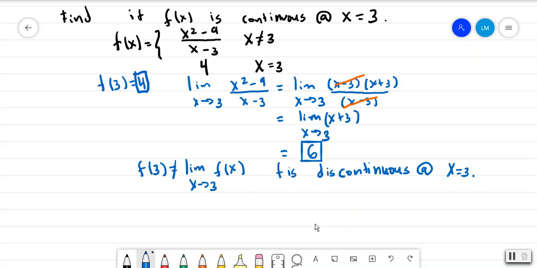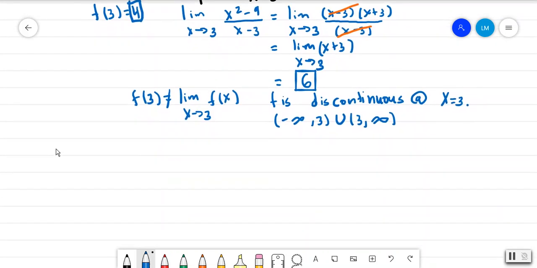Now what that means is that the function is continuous everywhere except 3, if you want to look at it that way. So negative infinity to 3 union 3 to infinity, and that would be it in terms of the question.